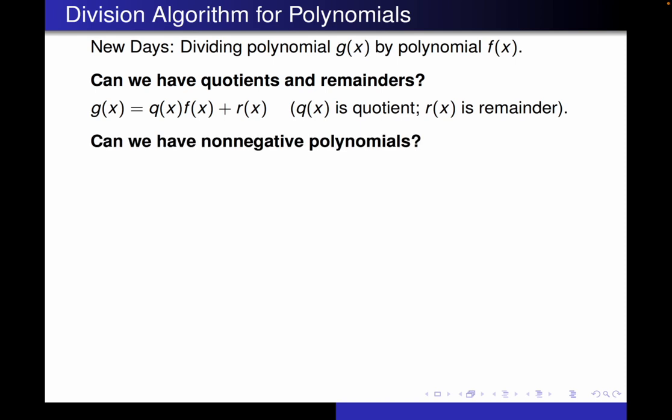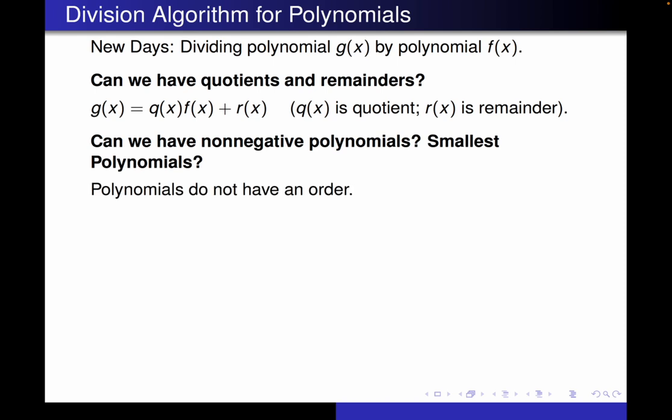Is it possible to have non-negative polynomials? That was one of the things that was really important. And as we noted before, that would require some kind of ordering on the polynomials, which we can't do. Polynomials don't have an order. So talking about non-negative polynomials, talking about smallest polynomials, right now is nonsense.